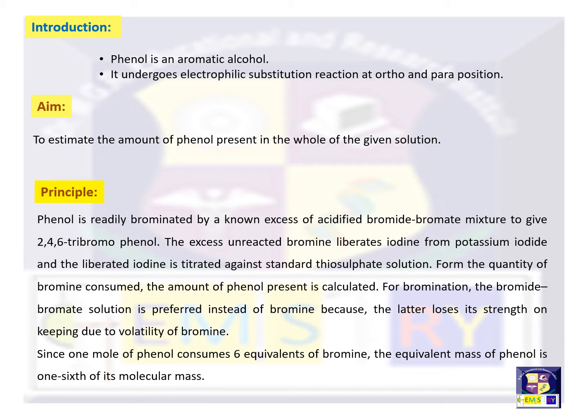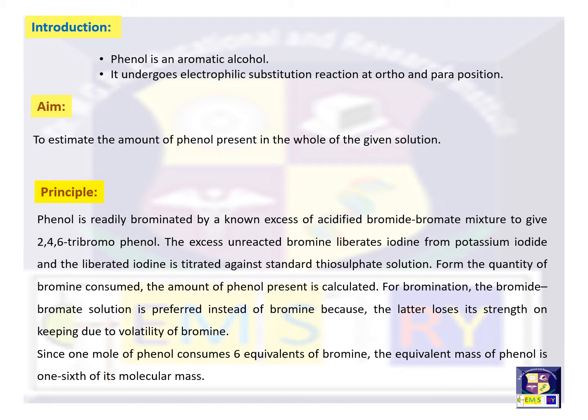The aim of the experiment is to estimate the amount of phenol present in the whole of the given solution. The principle is phenol is readily brominated by a known excess of acidified bromide-bromate mixture to give 2,4,6-tribromophenol, that is in the ortho and para positions. The excess unreacted bromine liberates iodine from potassium iodide, and the liberated iodine is titrated against sodium thiosulfate solution. From the quantity of bromine consumed, the amount of phenol present is calculated.